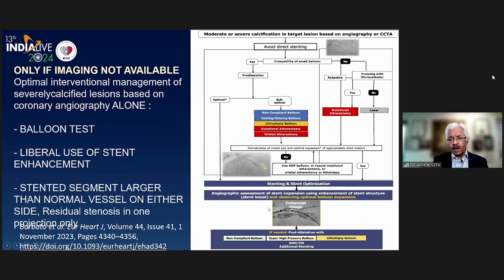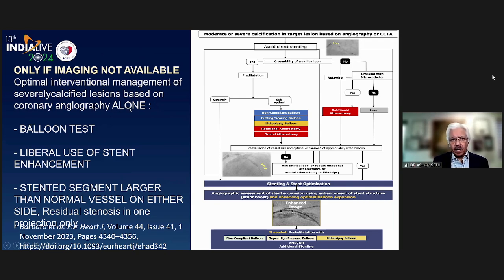And I love the C4 algorithm. It recently came out, and by the way, it applies only if imaging is not available. We have to emphasize that imaging is vital for treating heavily or severely complex calcified lesions. You shouldn't do any complex calcified lesions if you don't know the tools or can't image. But if you're faced with such a situation, these are the few important points to understand.